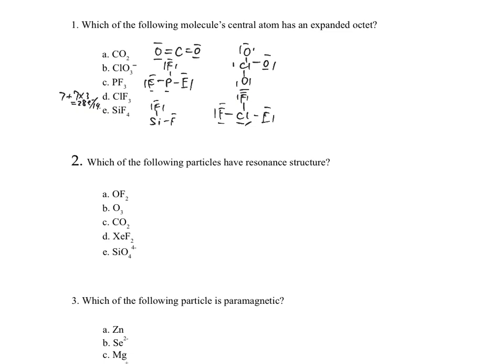And silicon tetrafluoride, pretty easy stuff. Total of 32 electrons, 16 pairs. So once you draw the correct Lewis structure, I think it's pretty easy to see. Your chlorine here has 5 pairs of electrons surrounding it, and therefore it has an expanded octet.